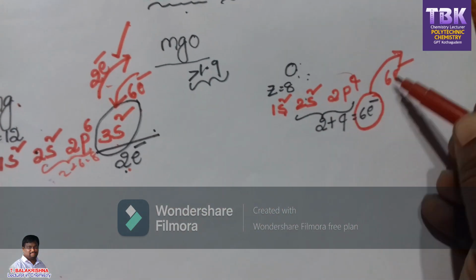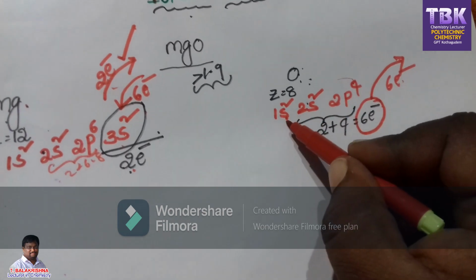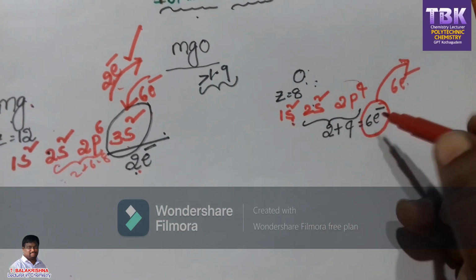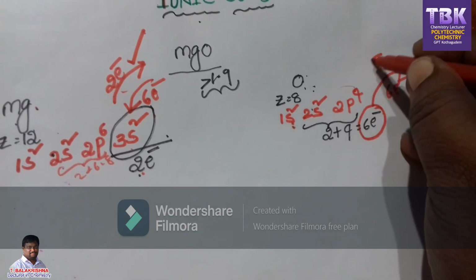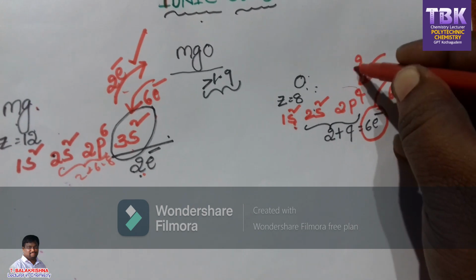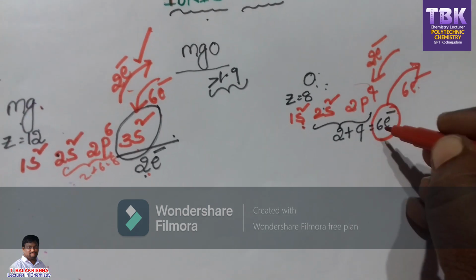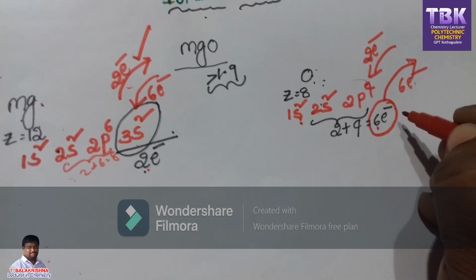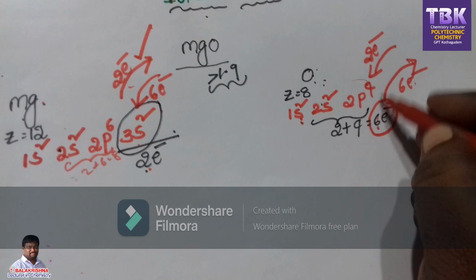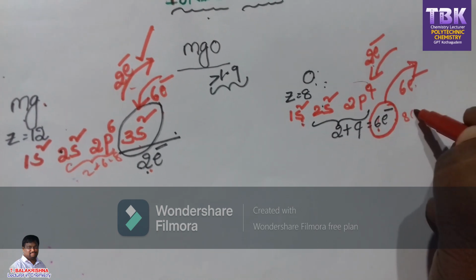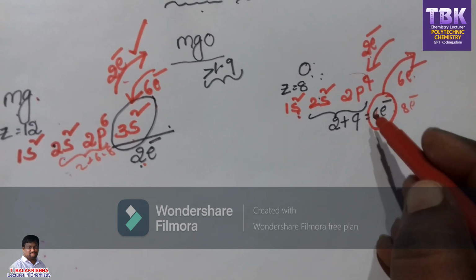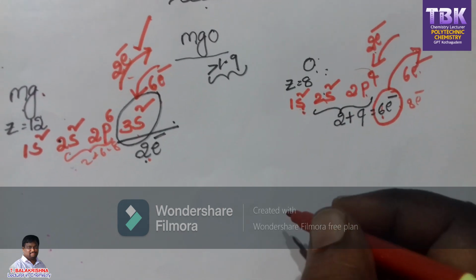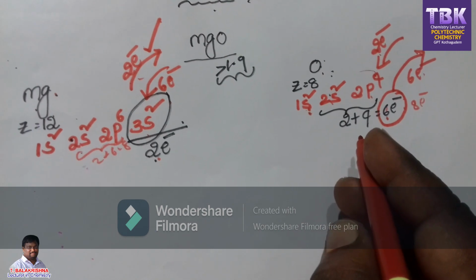Same as, if it loses the 6 electrons, it gets helium electron configuration. Otherwise, if it gains the 2 electrons, before gaining the electrons, how many electrons does it have? 6 electrons. Let us gain the electrons: 6 plus 2, 8 electrons. It attains the octet electron configuration 1s2, 2s2, 2p6. That is neon electron configuration, stable electron configuration.